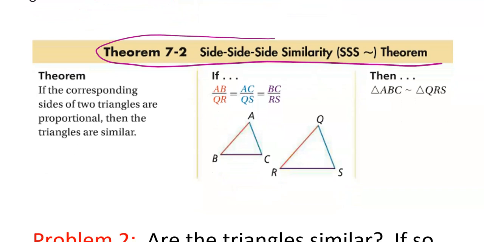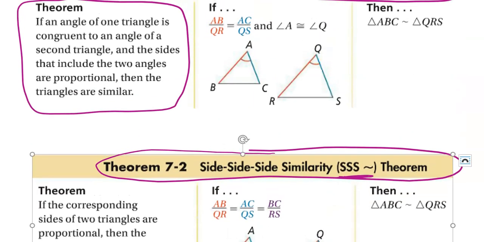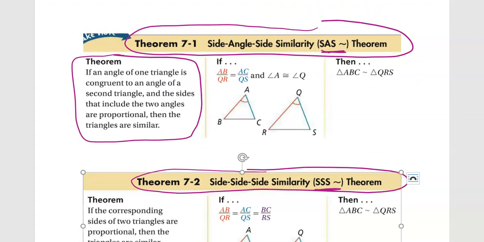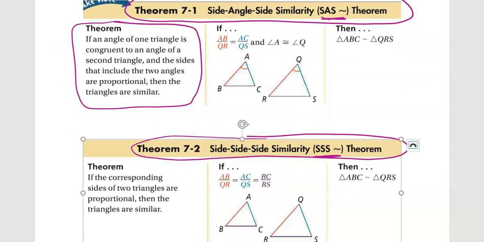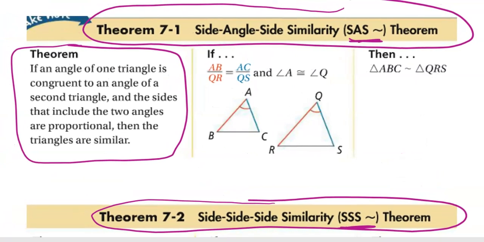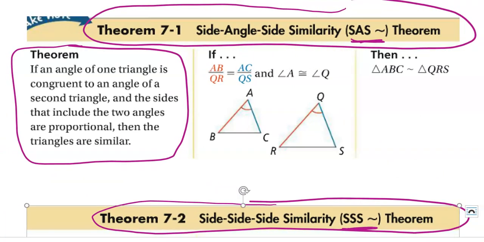Side-side-side similarity, SSS, use the symbols. If the corresponding sides of two triangles are proportional, then the triangles are similar. So we'll look at those kind of together. I'm going to make it just a little bit smaller so you can see both. Okay, so let's look at the first one really quickly. Side-angle-side. Now we've already done congruent triangles with side-angle-side, so you know what that looks like.